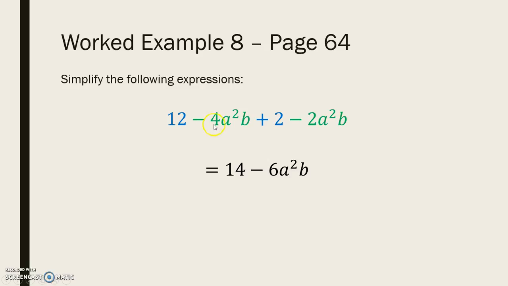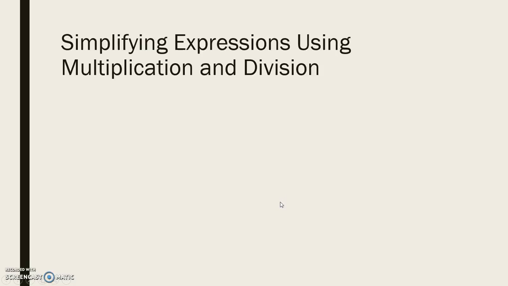So that's take 4a squared b. Take 2a squared b is take 6a squared b. Because minus 4, take another 2. So that's addition and subtraction.